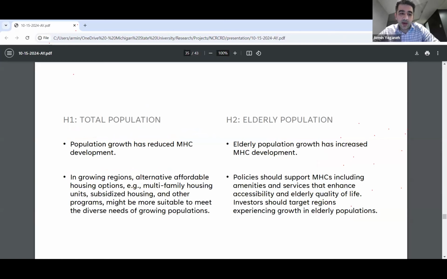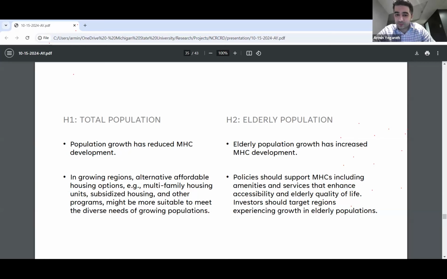We developed some hypotheses, like what is the role of total population, or what is the role of different segments like the elderly population, and tried to answer questions around these socioeconomic drivers. Overall, what we found was that growth in population has reduced the share of manufactured housing communities in the housing stock in a neighborhood. In terms of elderly population, for instance, we find that growth in the elderly population has increased the development of manufactured housing communities. And for each of these hypotheses, we created some potential policy solutions, or what these mean for investors, economic development efforts, or other stakeholders involved in the world of manufactured housing community development.